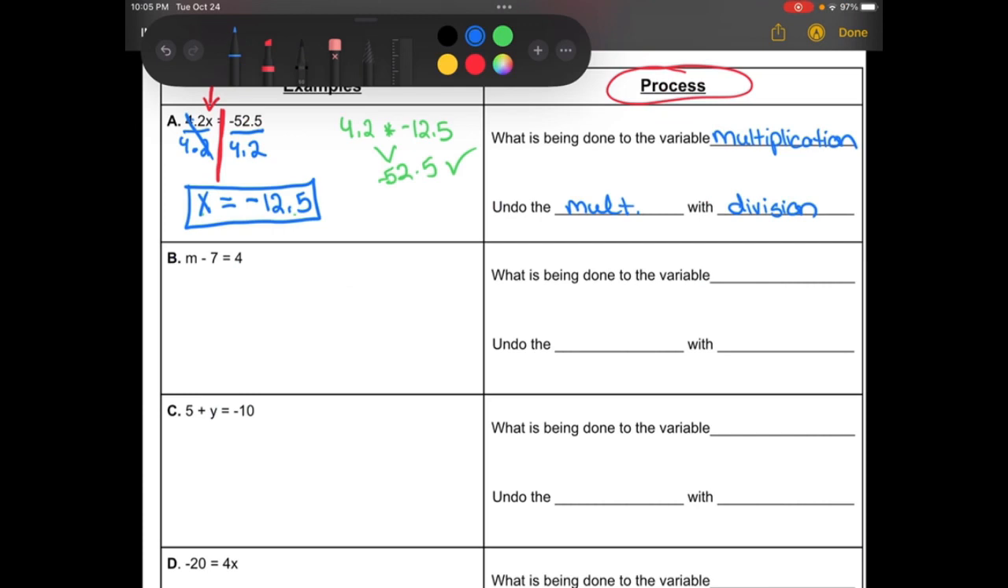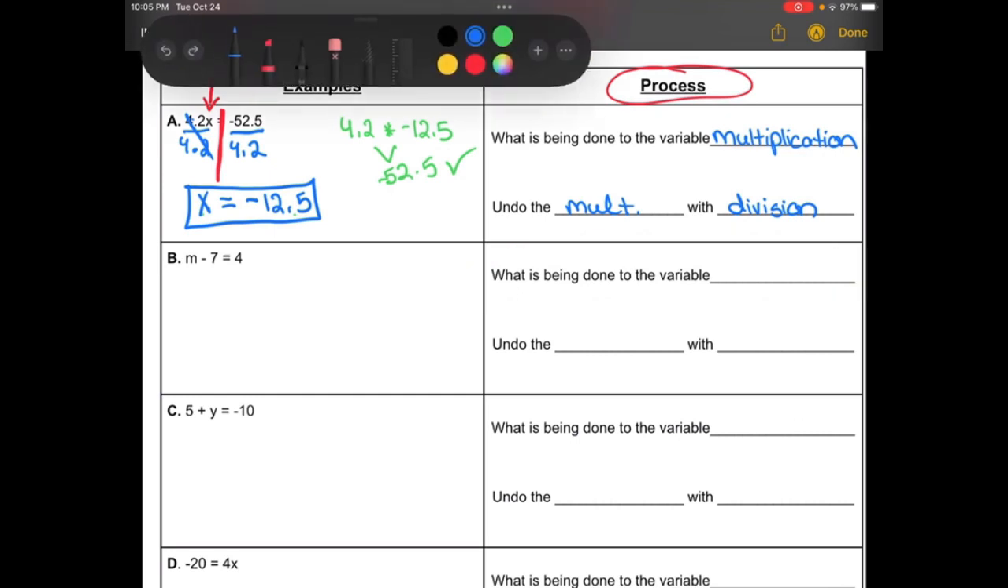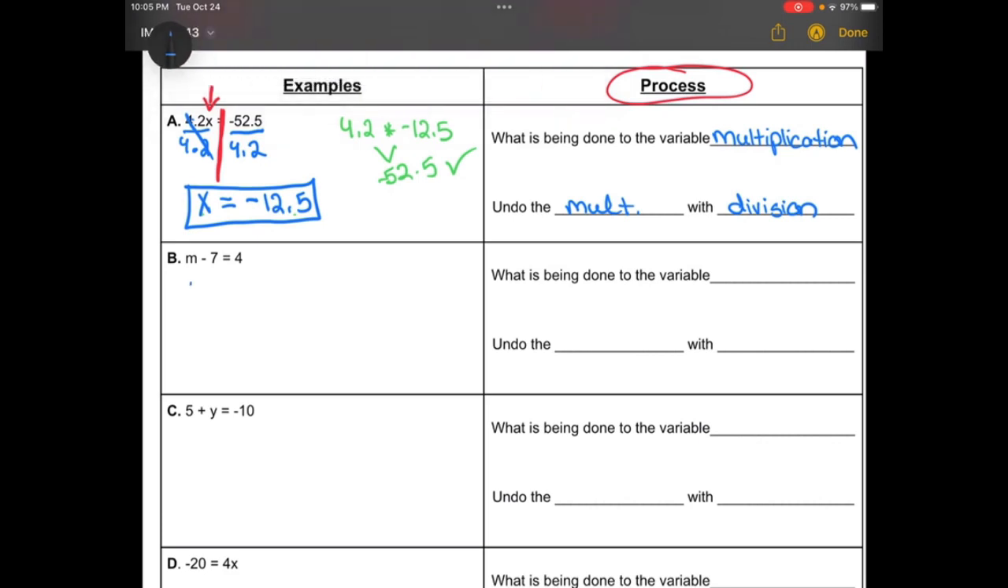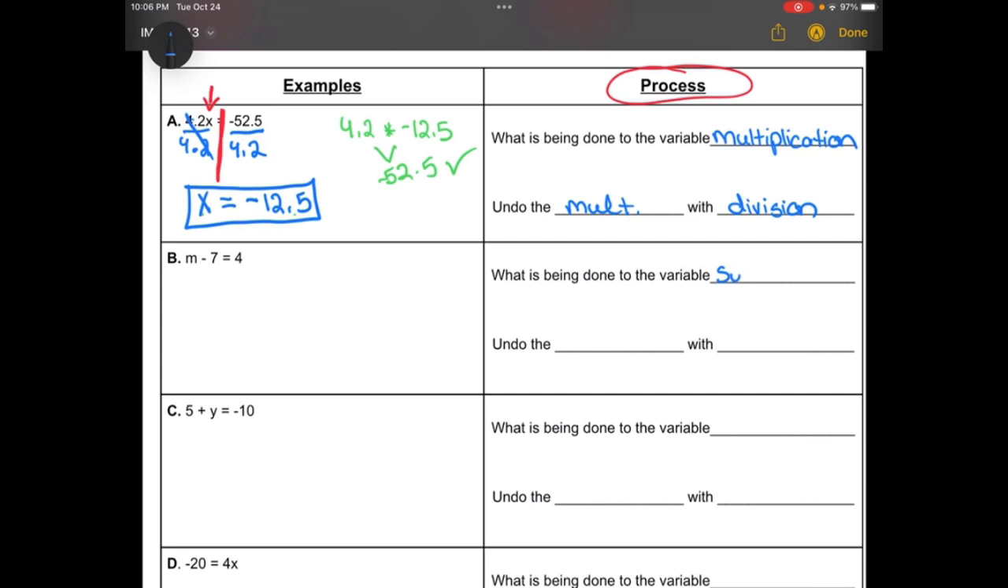Let's look at example B. I have m minus 7 equals 4. Look over at your process and ask yourself this question every time. What is being done to the variable? So I'm looking at my variable. First, identify your variable. My variable here is m. What is being done to the m? 7 is being subtracted.